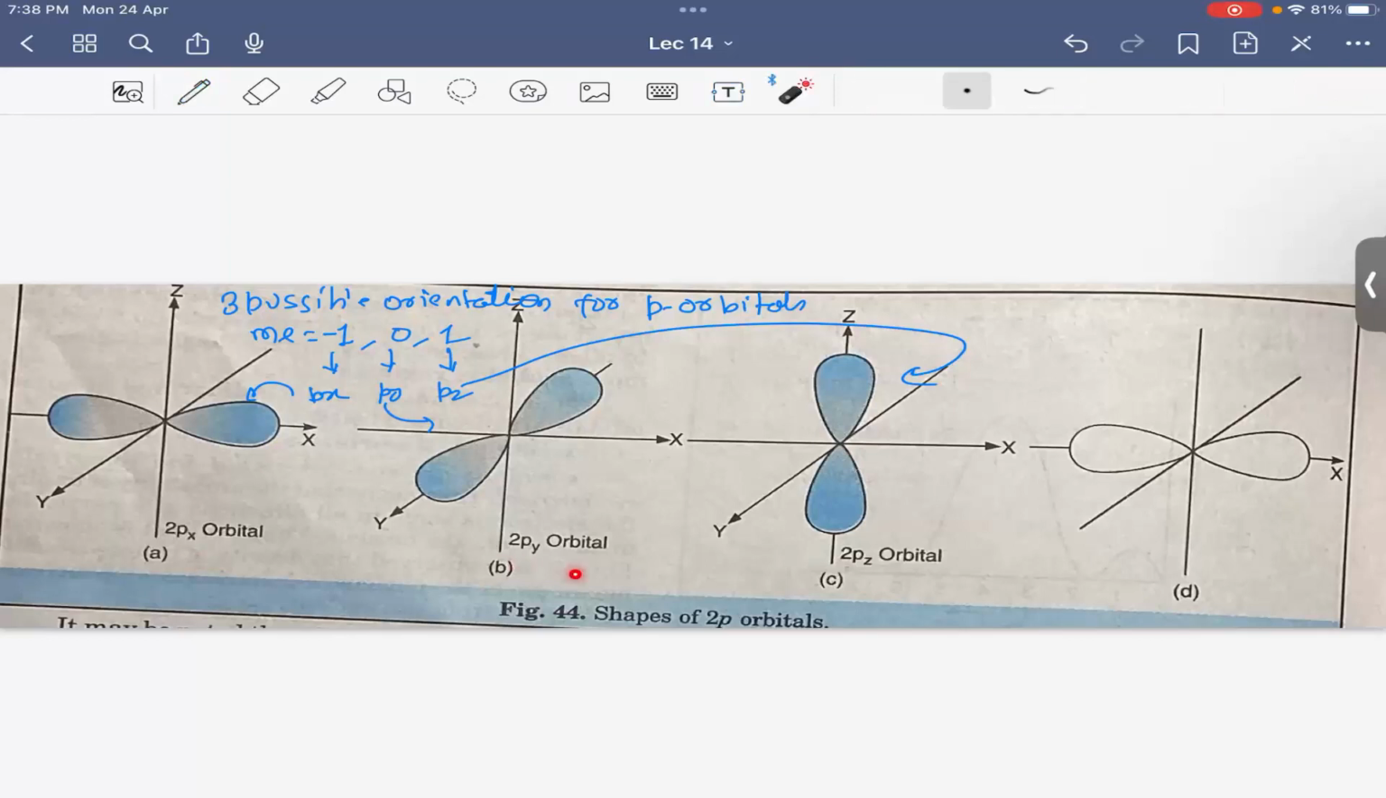So this is 2px, 2py, 2pz, as they are symmetrical about the x, y, and z axis respectively. The 2px orbital has two lobes symmetrically spaced around the x axis, 2py around the y axis, and 2pz around the z axis. The shape of the orbital is called dumbbell.